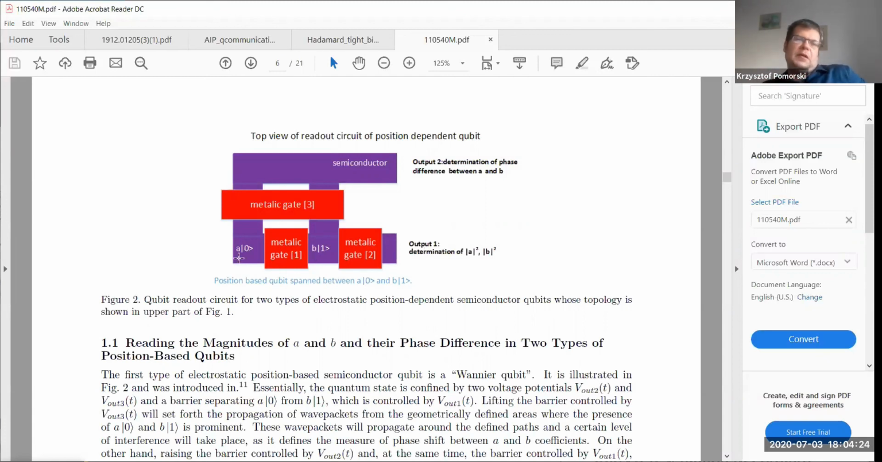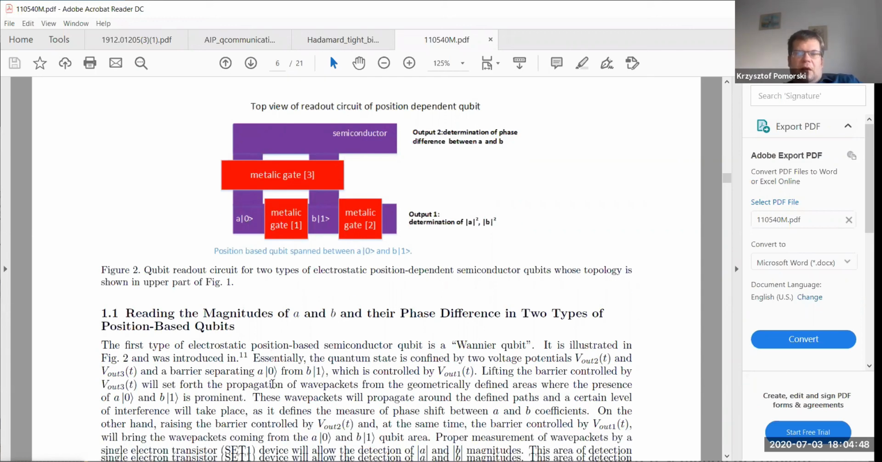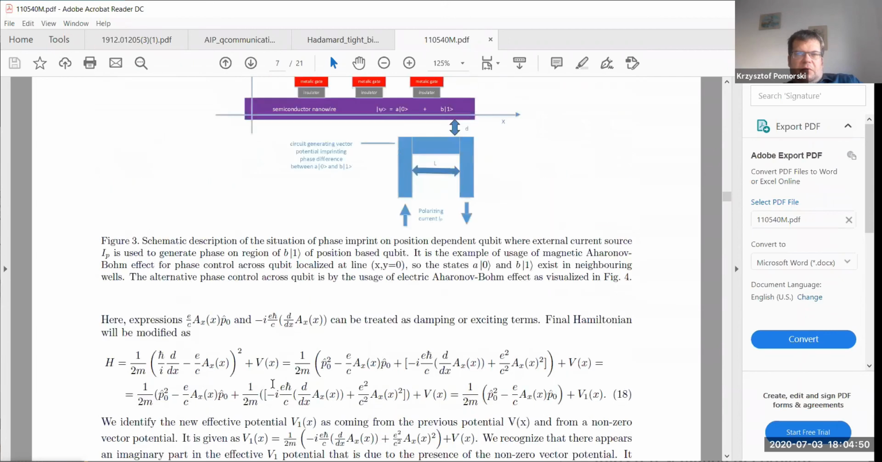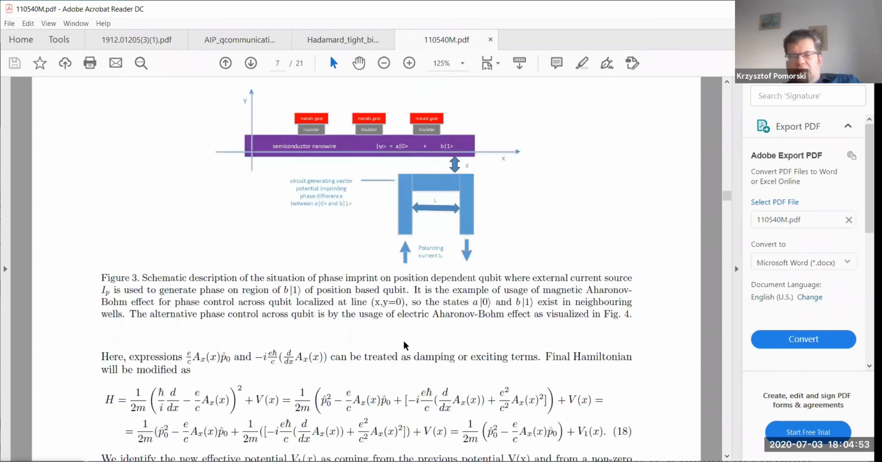However, if you want to get the phase difference, you have to raise the metallic gate 3 and then A and B, which might have different phases. We will go for interference. So by interference, you can obtain this phase difference. All right. So here was the scheme of the phase rotating gate for the position-based qubit.